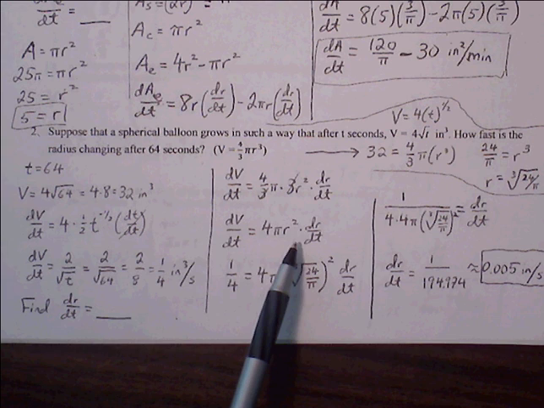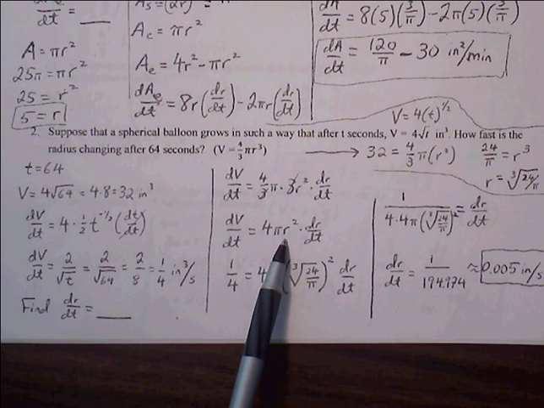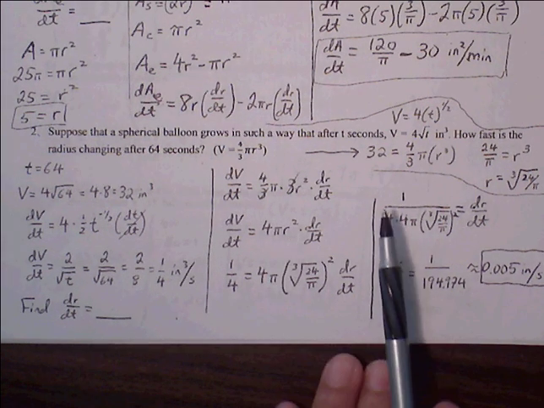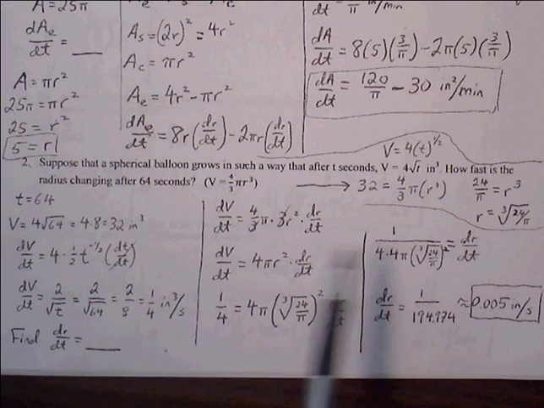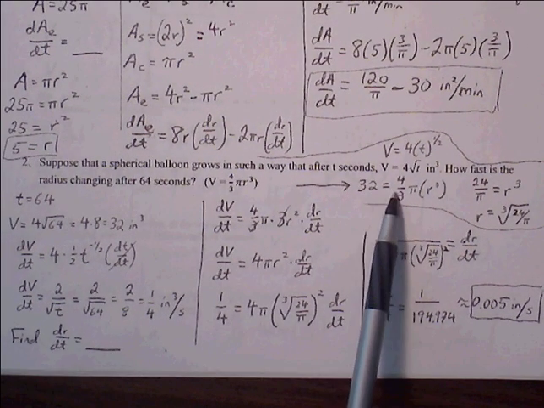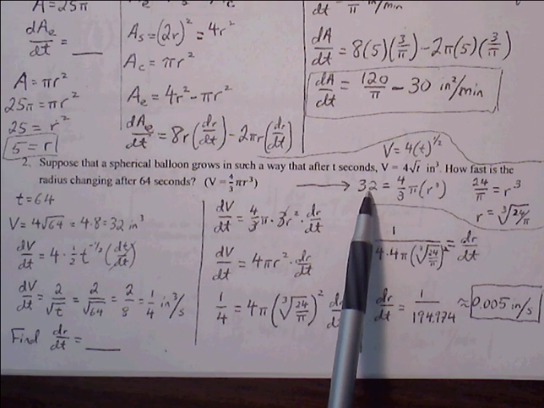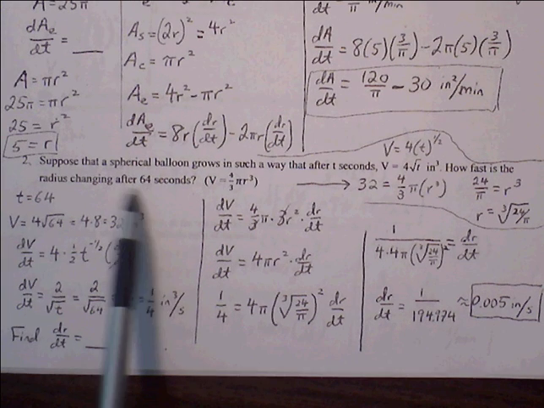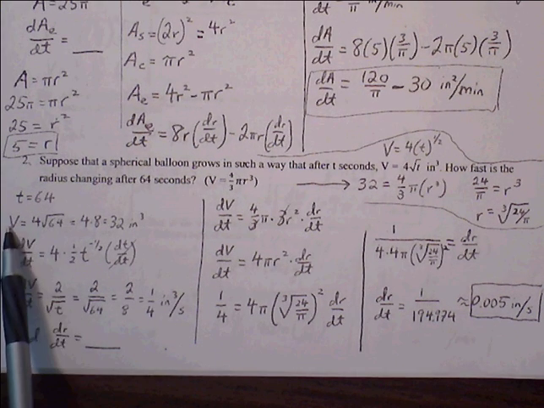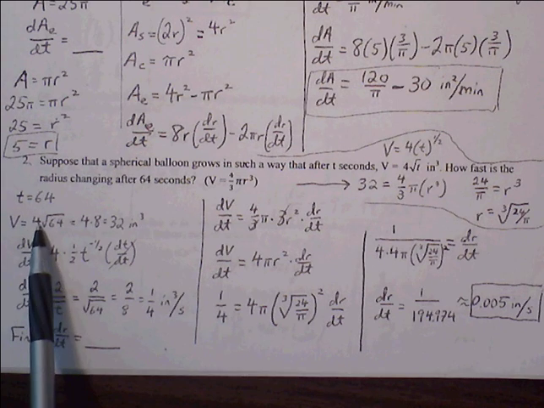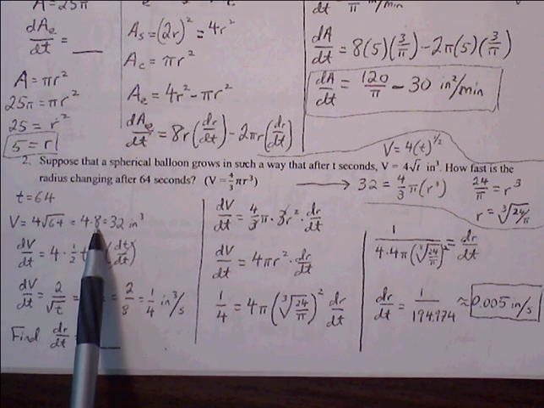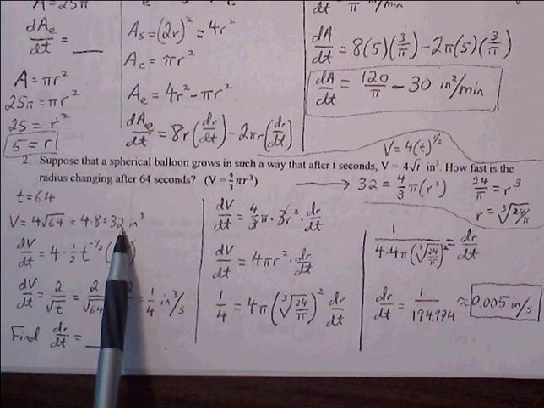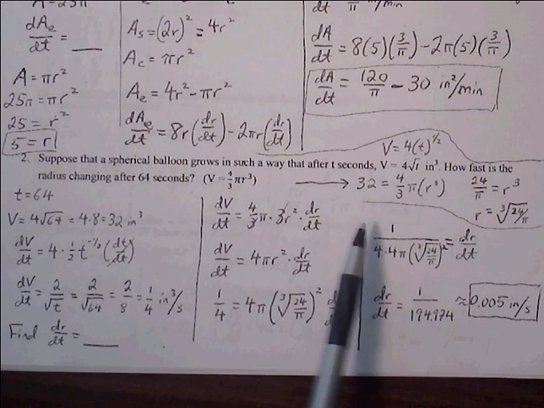The only other missing piece is looking for the radius, right? How do we find the radius? Well, we know that volume is equal to 4/3 pi r cubed. We can figure out that the volume at this moment in time is going to be 32 cubic inches, because at the moment that time is 64 seconds, we can find out the specific volume. So volume is simply 4 root t. So 4 root 64 is 4 times 8, which is 32 cubic inches. So at this moment in time, volume is 32 cubic inches.